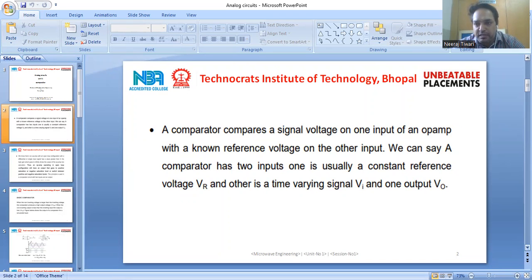The one input is applied, which may be a time varying signal, and another input may be a reference voltage. And whatever output you are taking from the comparator is represented by V naught here. V naught, as you can see here, is the output of the comparator.